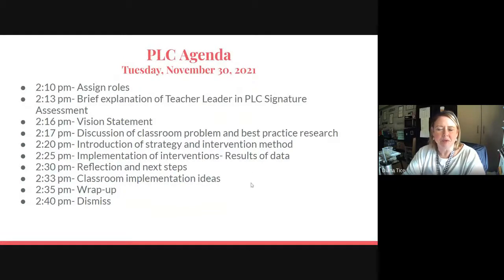So again, today's PLC meeting is Tuesday, November 30th. And our agenda for today looks like this. I've assigned roles already. So now I'd like to give you a brief explanation of the teacher leader program and the teacher leader in PLC signature assessment, which I am presenting today. So I'm in my last class for my master's degree as a literacy specialist at the University of the Cumberlands. And the final class is called Teacher Leader in a PLC.